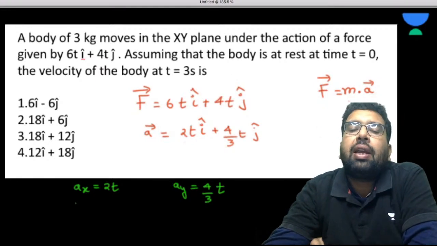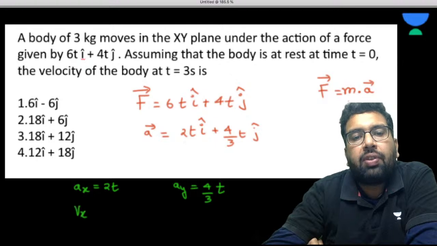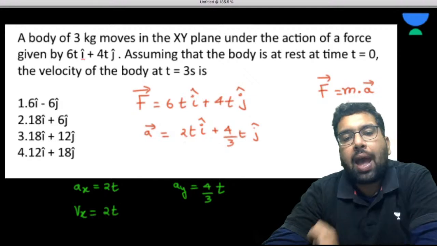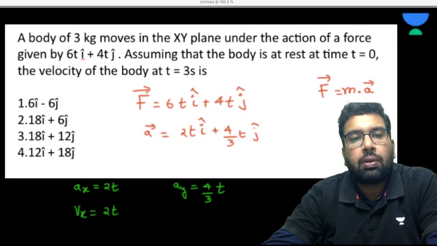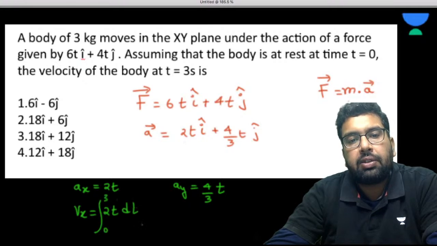Now if we have this ax and this ay, can I have this vx? Absolutely, sir. It will become 2 t square. So this is 2 integration 0 to 3 with dt, right? Okay, so this is going to become 9.